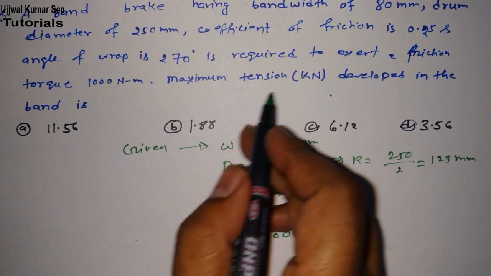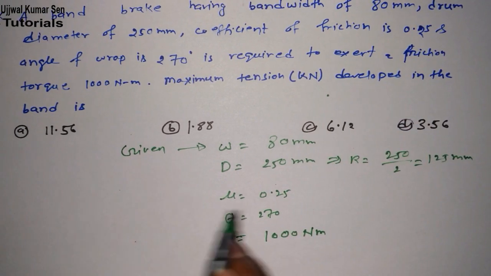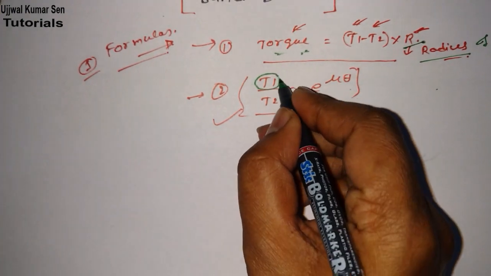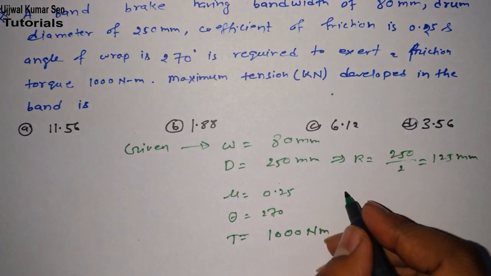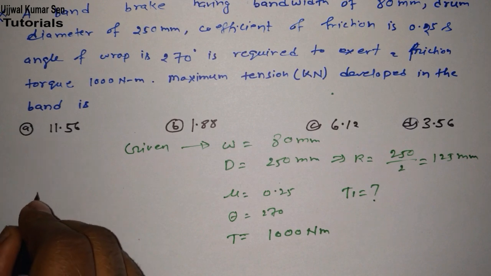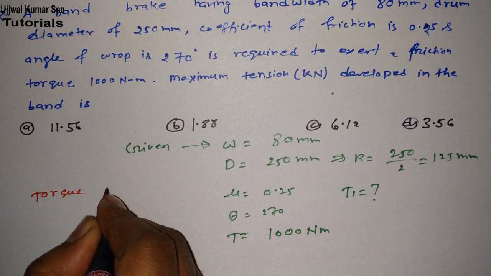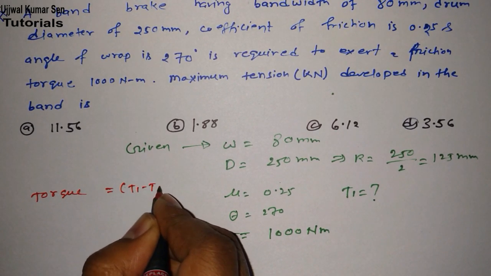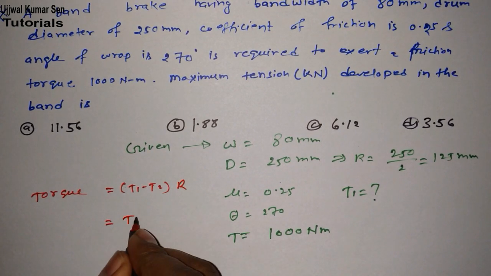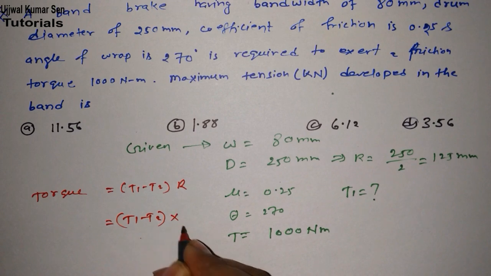Now the maximum tension developed in the band is asked, so we have to find out T1. We have been given all the data, and I have already shared the formulas, right? So we know that torque is equal to (T1 minus T2) into R. We don't know T1, we don't know T2, but R we know.